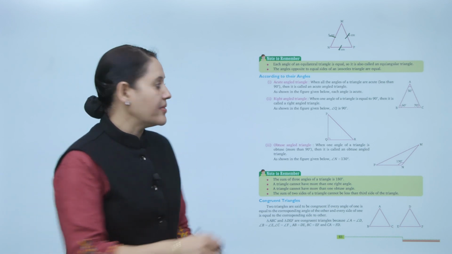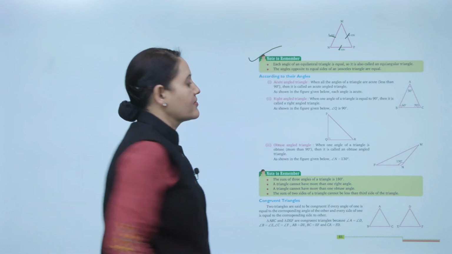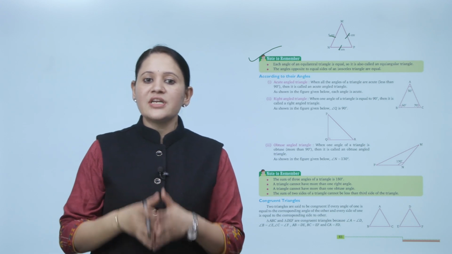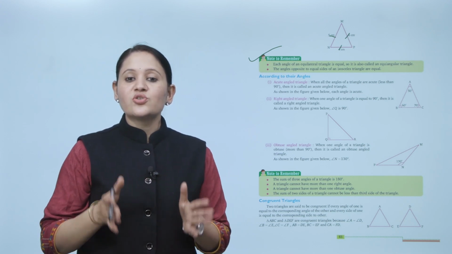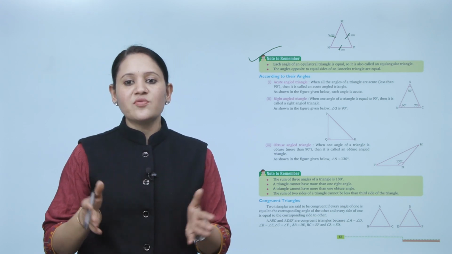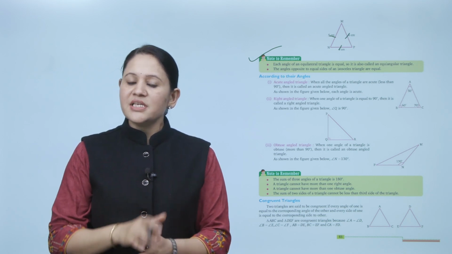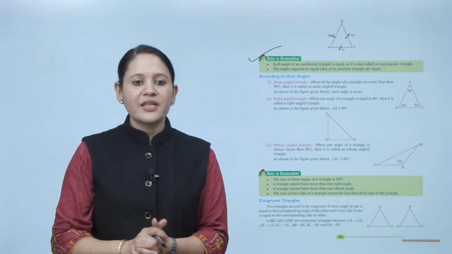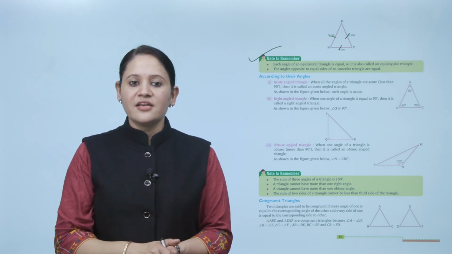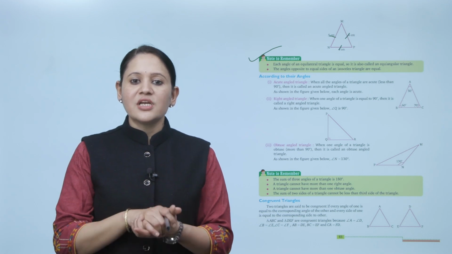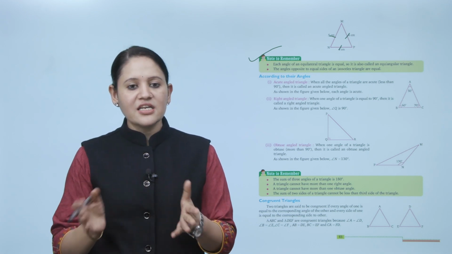Next is note to remember. Each angle of an equilateral triangle is equal, so it is also called an equiangular triangle. Means all 3 angles are equal, that is 60 degree. The angles opposite to the equal sides of an isosceles triangle are equal.